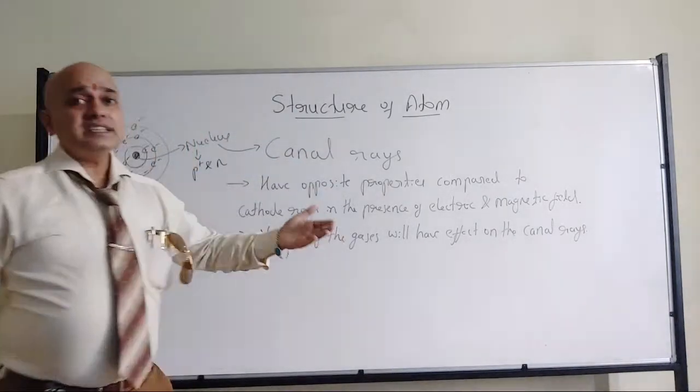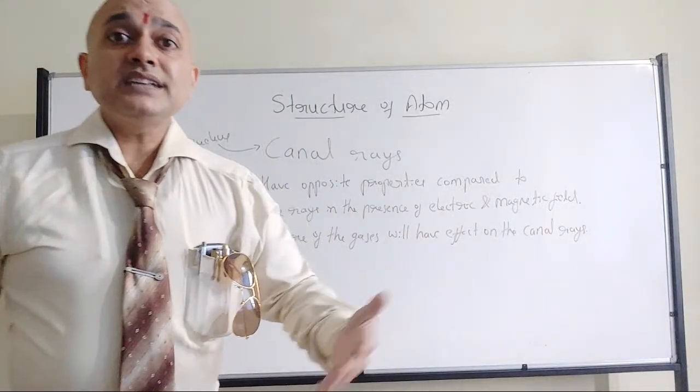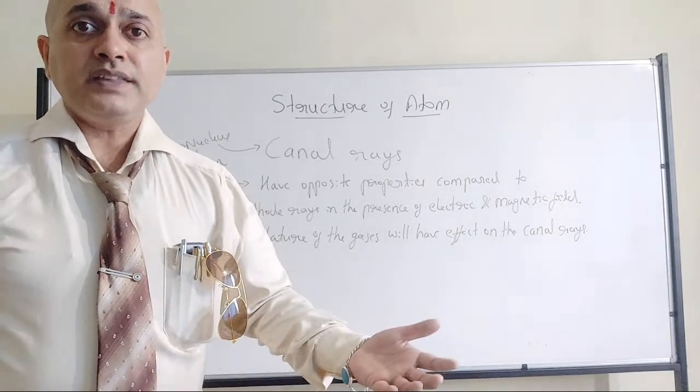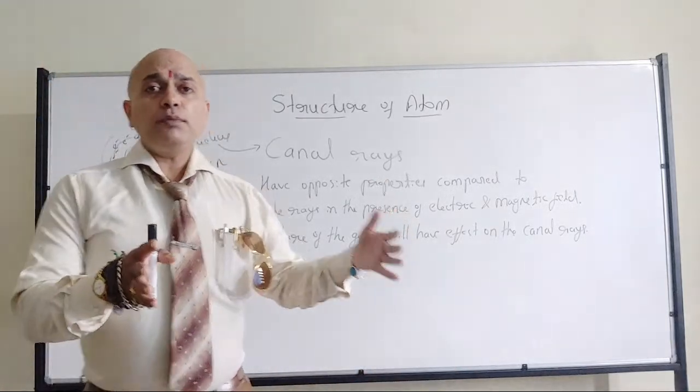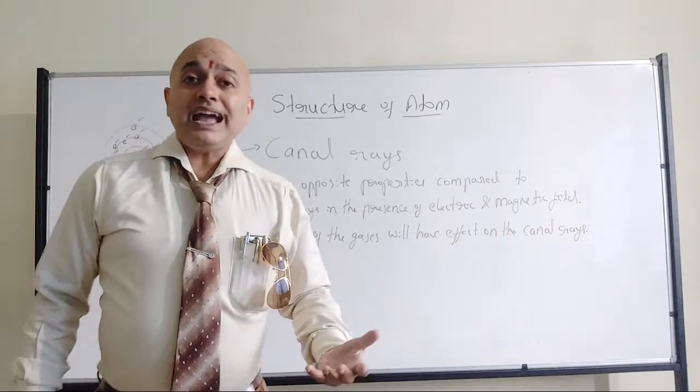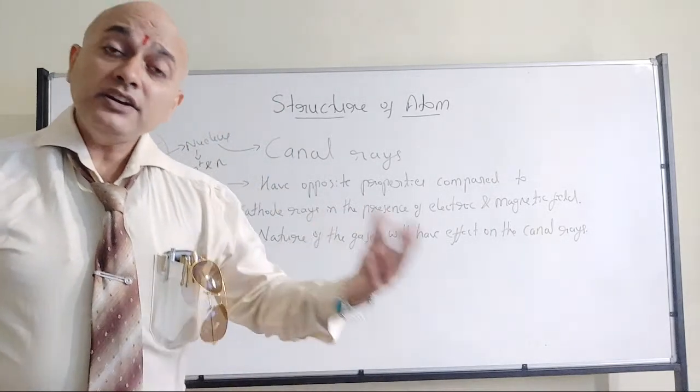So based on this they came to know the existence of proton, neutron and electron. Yes Manjunath, when I am talking about cathode rays it's only electron, but when I am talking about canal rays it is proton and neutron.